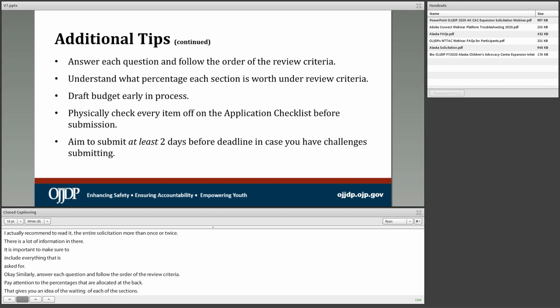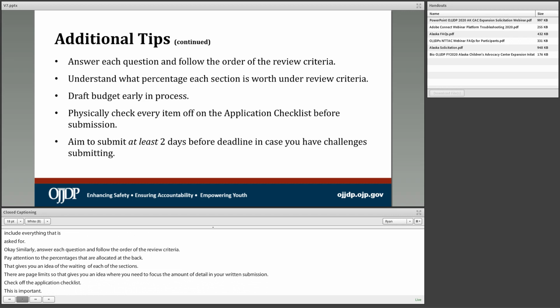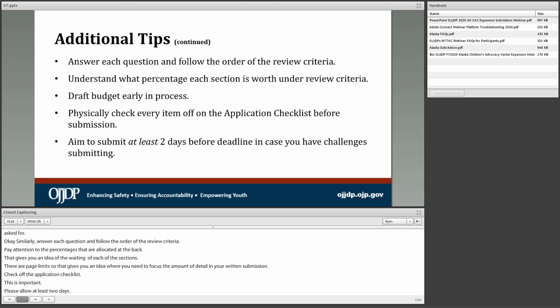Check off the application checklist, and this is important. Please allow at least 2 days, but I would actually recommend a week before the deadline, before the close date that we talked about at the beginning of the presentation, which is just before midnight, March 25th.